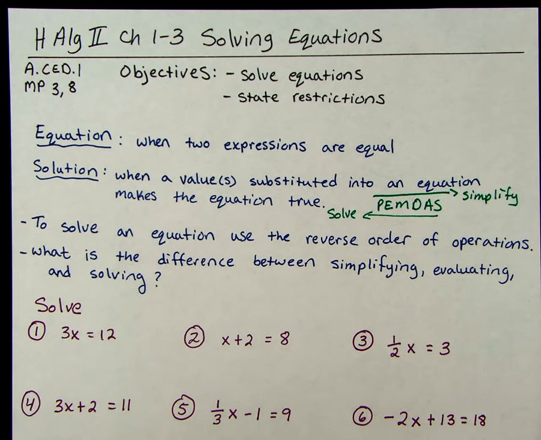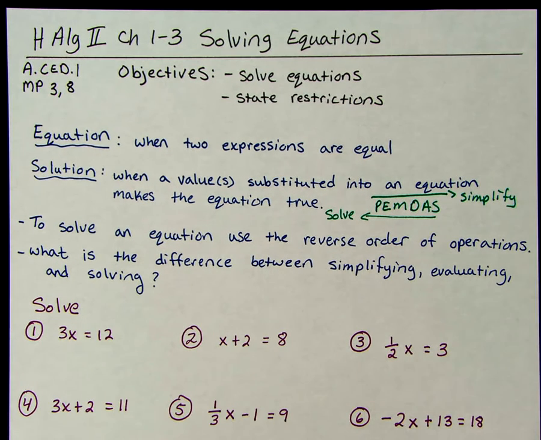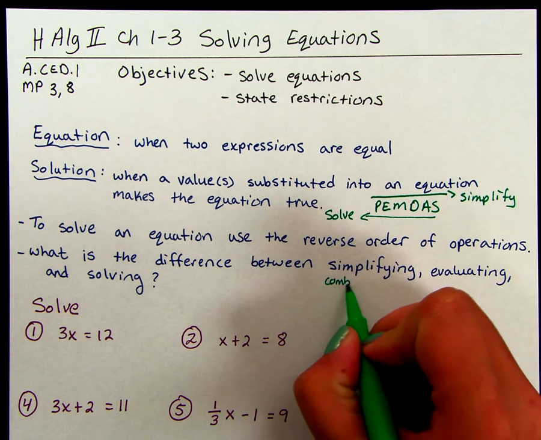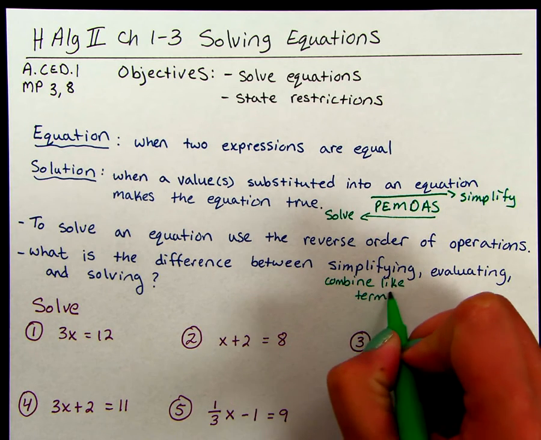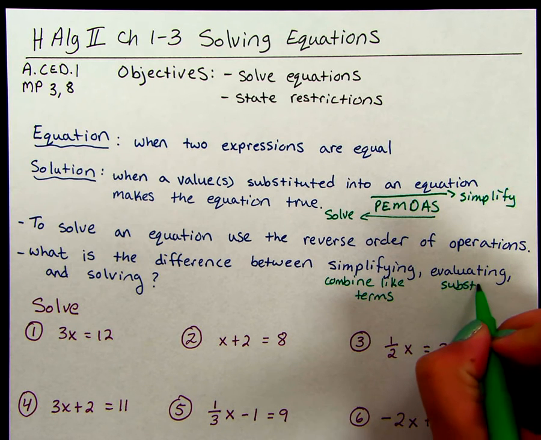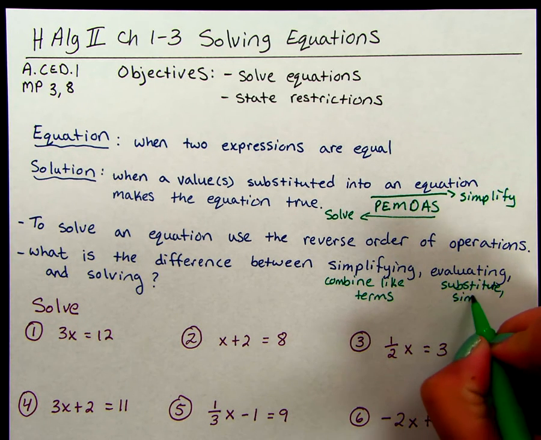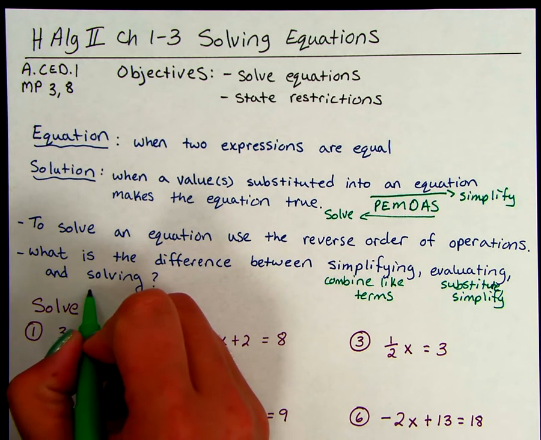And then another thing that we need to make sure we know is the difference between the directions simplifying, evaluating, and solving. So remember, simplifying is when you combine like terms. Evaluating means to substitute and then simplify. And then solving, we are finding a solution.